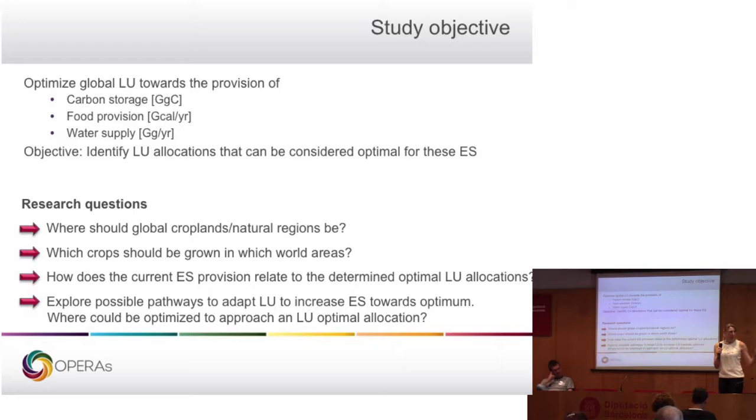And from this, of course, selective point of view, our research questions were, where should croplands and natural regions be? Then where should we grow which crops? How does the current ecosystem service provision relate to these optimal land use allocations? And based on this, can we explore possible pathways? Where can we do better? Where can we easily adapt so that we do better? So that was our agenda. A bit ambitious maybe, but we just started and see with what we come up.